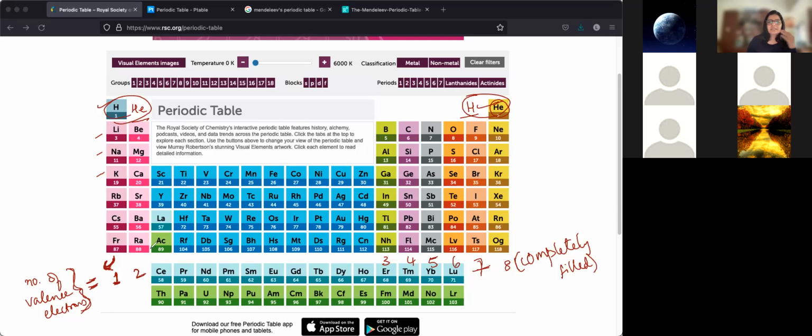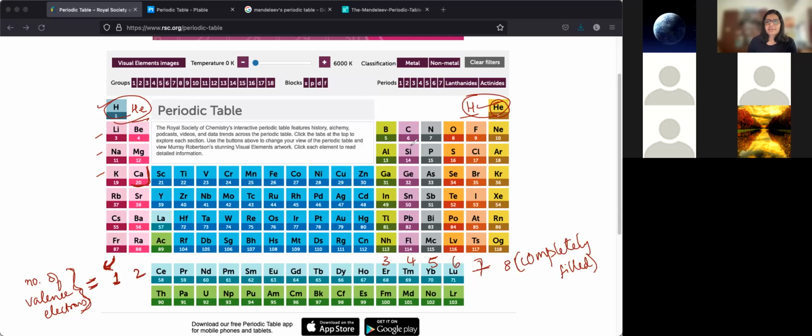So based on this, that's another thing with the modern periodic table, because you're familiar with the atomic number till 20, it is very, very easy to figure out the electronic configuration also.